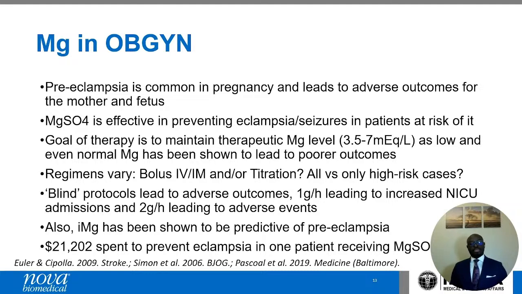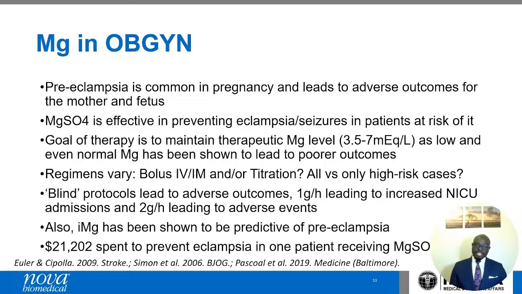Moving on to OBGYN and the use of magnesium in this space, many of us may be aware of preeclampsia, which is a common complication of pregnancy and which leads to adverse outcomes both for the mother and for the fetus. Magnesium sulfate has been shown from decades past to be more effective in preventing seizures in women with preeclampsia than other anticonvulsant drugs. Now, the goal of therapy with magnesium in these patients is to keep the magnesium within a narrow therapeutic index of about 3.5 to 7 milliequivalents per liter.